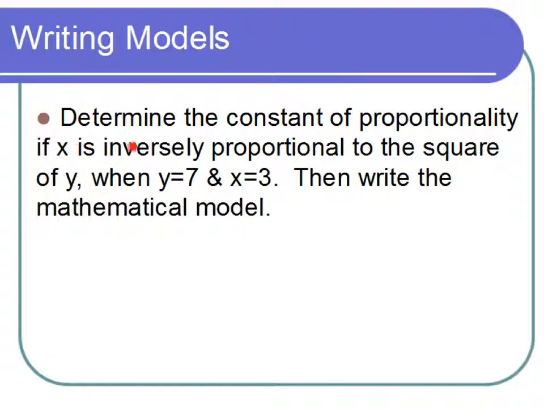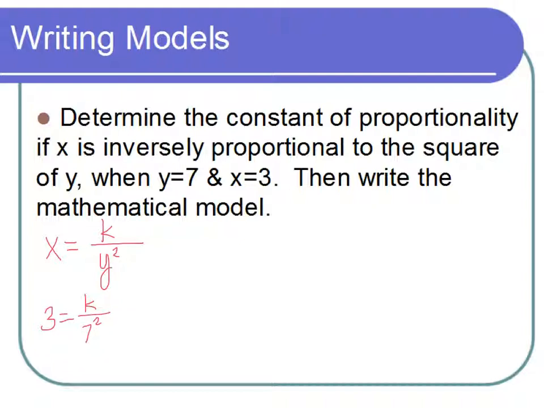So let's write this. X is inversely proportional, so that's a fraction, to the square of Y. Not the square root of Y, the square of Y. And I'll put my K up here. Now, that's the general model, but they give us some numbers to plug in. They tell us that when Y is 7, X is 3. So let's plug that in. And that'll be 7 squared.